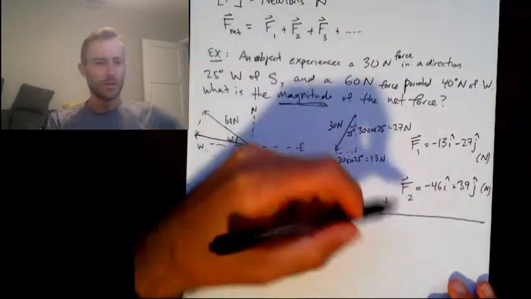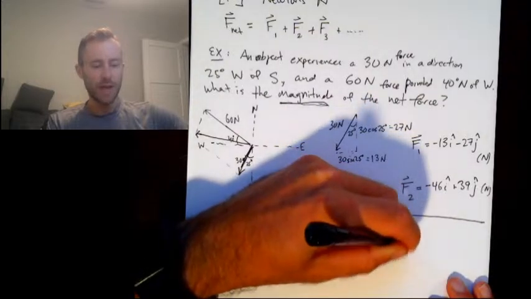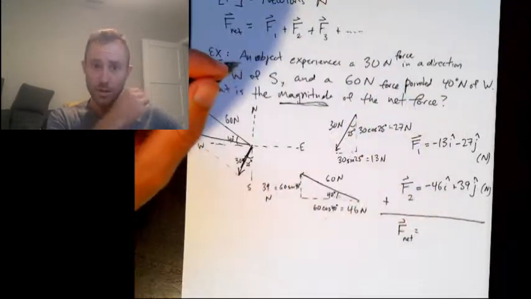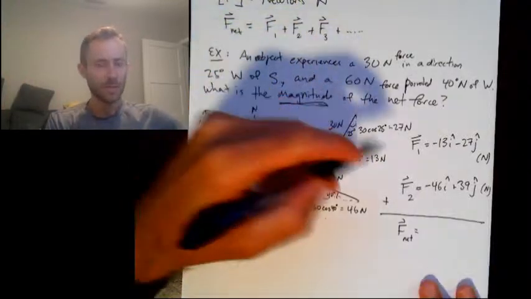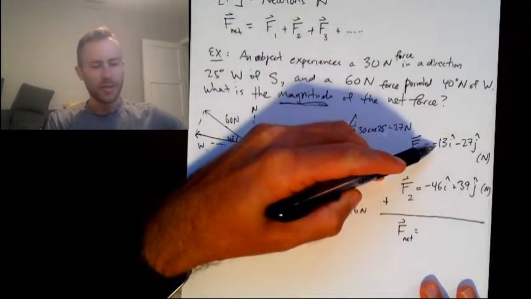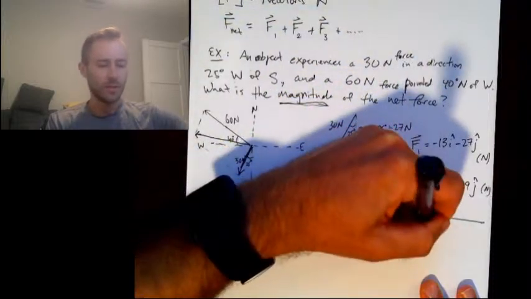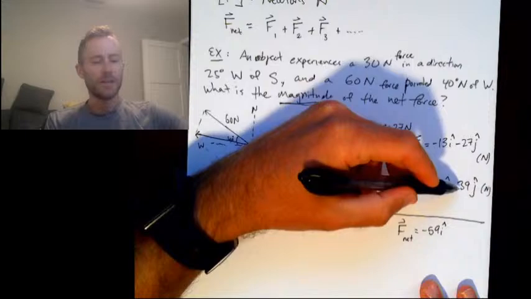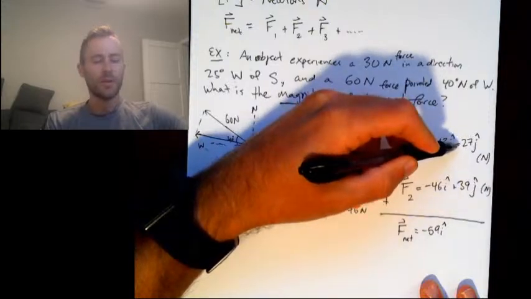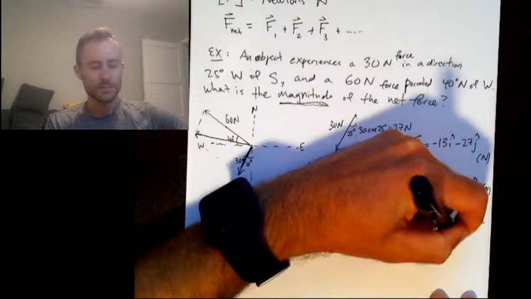Okay, so if I want the net force, I need to do the vector sum of those two. Okay, so if I do the vector sum, that's going to give me the net force. And to add together vectors, I do i component plus i component, j component plus j component. So negative 13 plus negative 46 is negative 59. 39 plus negative 27 is 12.